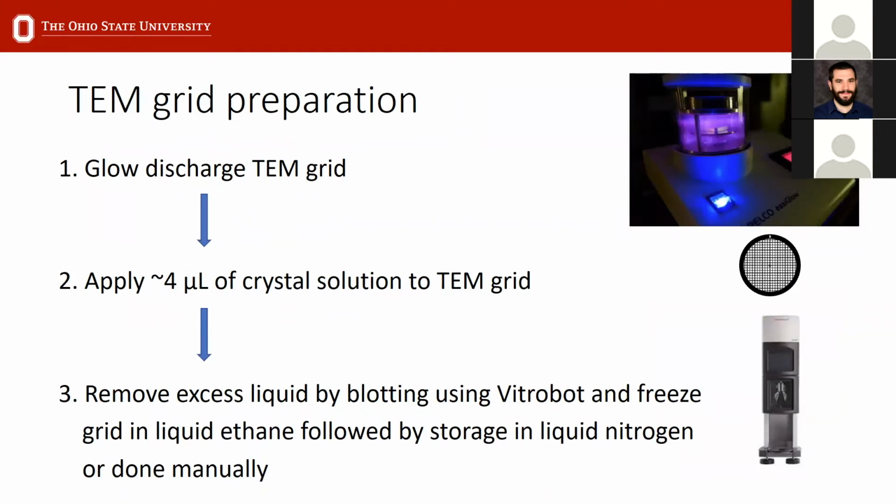Now, what you need here, so you start by glow discharging your TEM grid, which makes your TEM grid hydrophilic. Then you apply 4 microliters of your nanocrystal solution. You really need to determine this during your experiment, how much you need to apply. And then you remove the excess liquid by blotting, either using a Vitrobot, or you can remove the excess liquid manually. Now, what you want here is to remove so much liquid that the electron beam can penetrate your TEM grid. On the other hand, you want to keep your crystals, and that can be a challenging task. Once you remove the excess liquid, you freeze your crystal in liquid ethane, and then you store your TEM grid in liquid nitrogen.